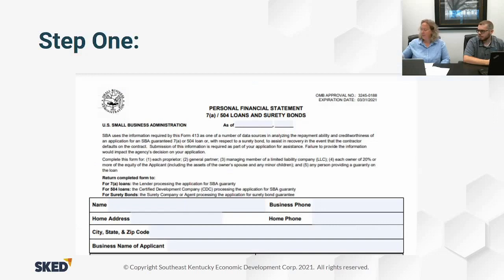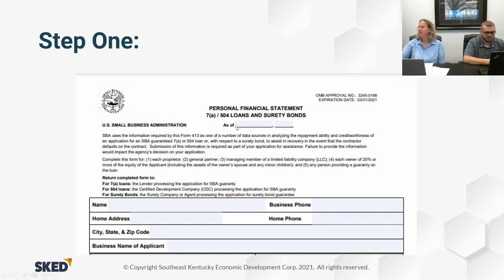All right, so this is section 1. This one should be pretty easy. This is basically at the top. Can they see my mouse, Kyle? No. Okay. So at the top, you've got U.S. Small Business Administration. Then it says as of, and there's a blank. This is the date that you're doing it. Oh, they can't see your mouse. You're good. They can?